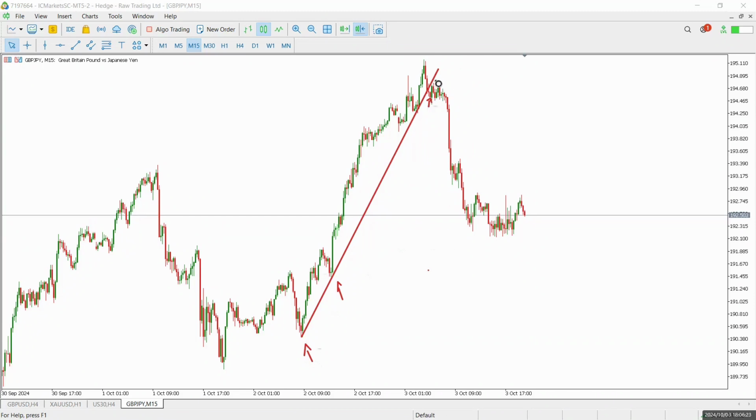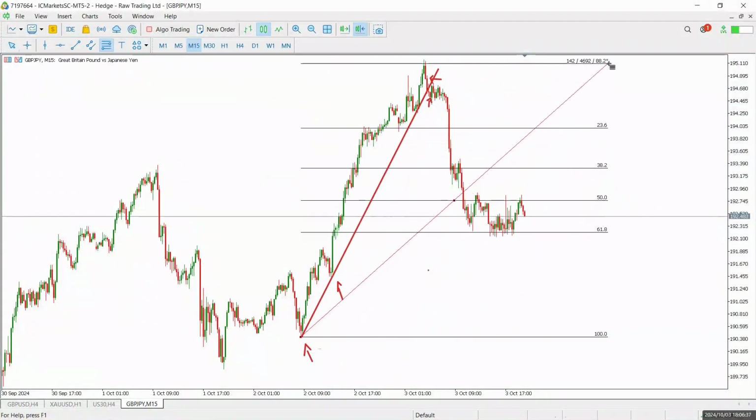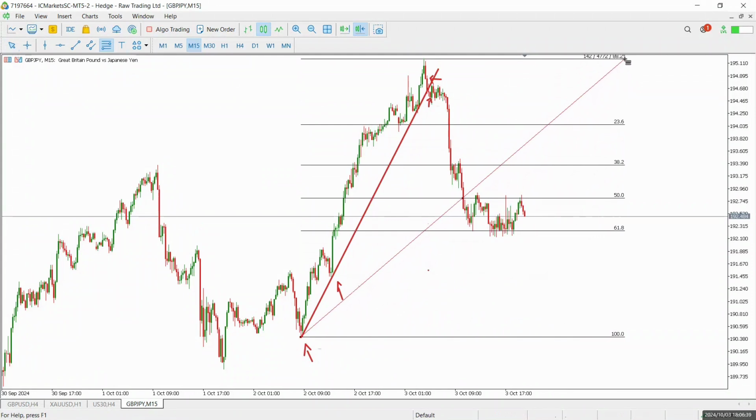So when the trend line is broken, what do you do? You hide your stop loss, in this case above the trend line, a little bit right here. So you sell right here on the break of the trend line, then hide your stop loss above and take profit. In this case, you can decide to take profit at the 61.8. You can see that price has gotten to the 61.8 right here.